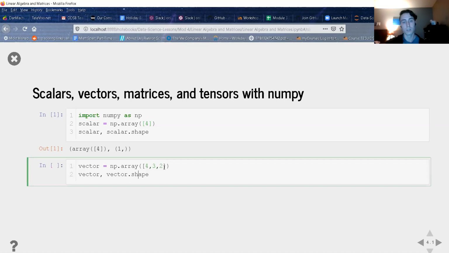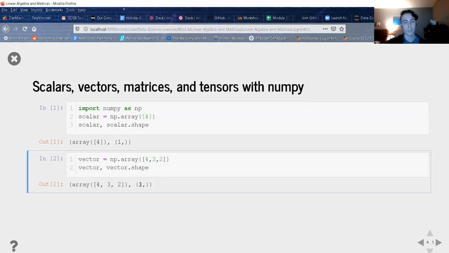And then a vector is basically like a line. It's 1 by some number of columns. So this would be a 1 by 3. And we can go ahead and create that here. And this actually made it a horizontal vector. So the dimension's 3 down here.